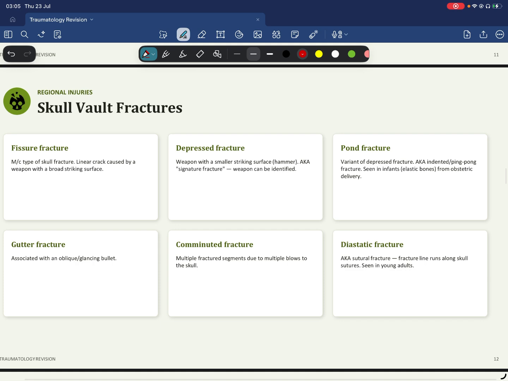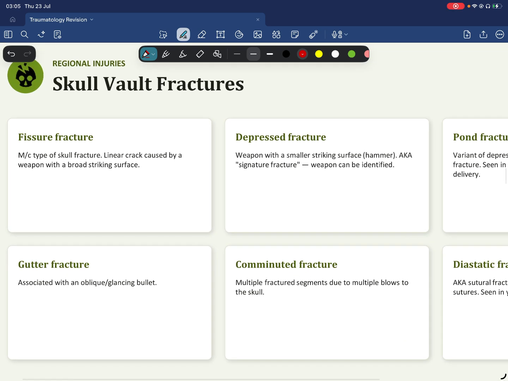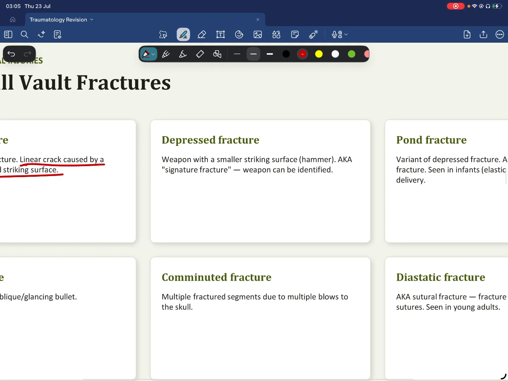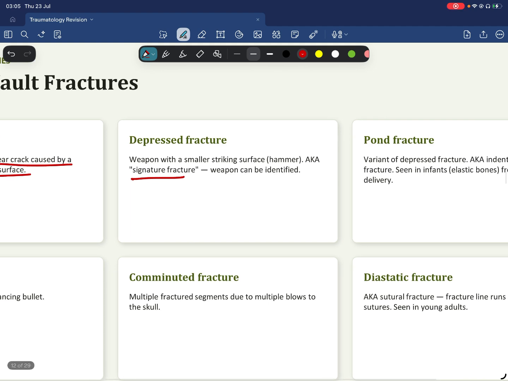Fractures of the skull. We have fissure fracture, which is the most common type of fracture. It is a linear crack caused by a weapon with a broad striking surface. Depressed fracture is caused due to a smaller striking surface. The signature fracture is when there is a mark of the weapon left on the fracture. This can help in weapon identification.